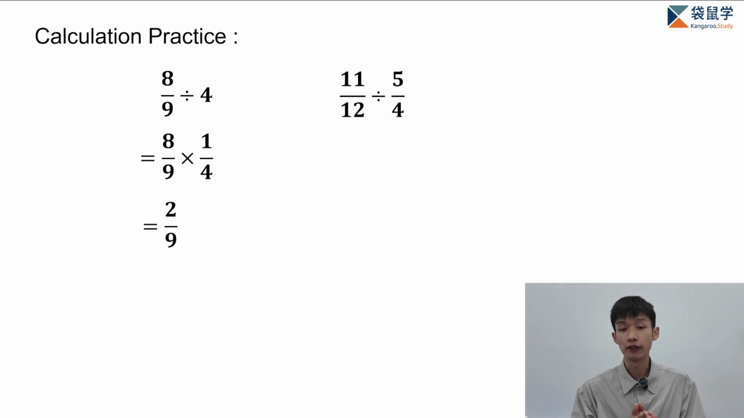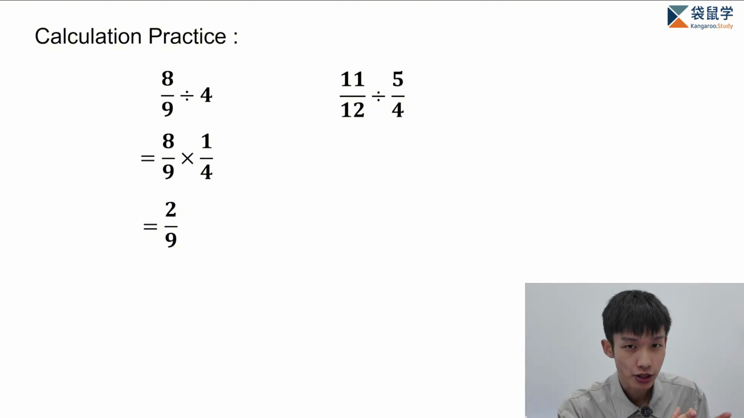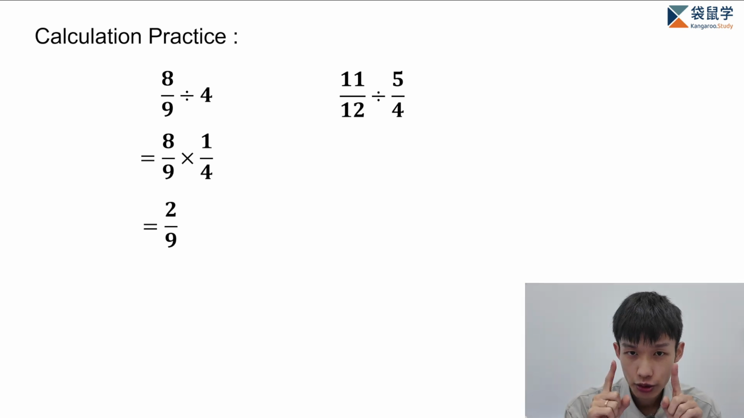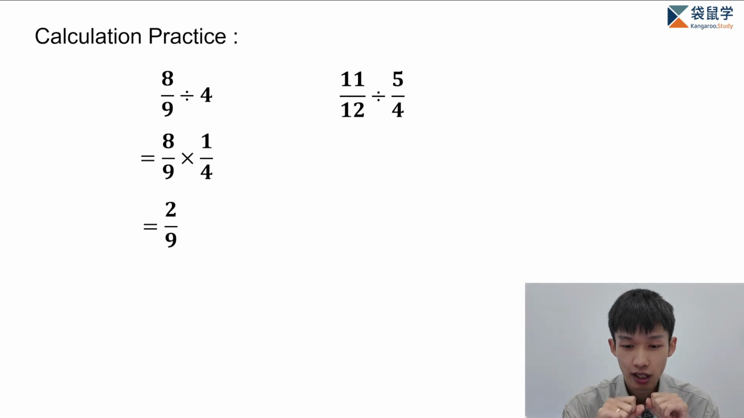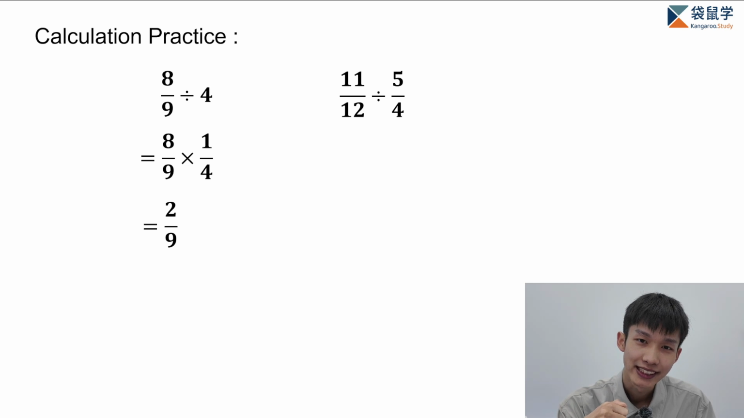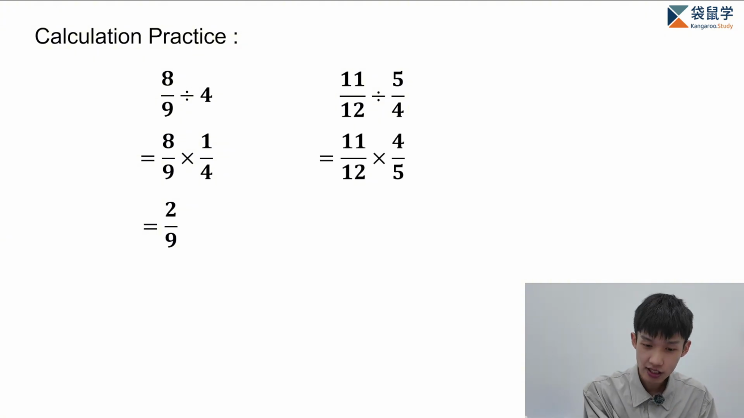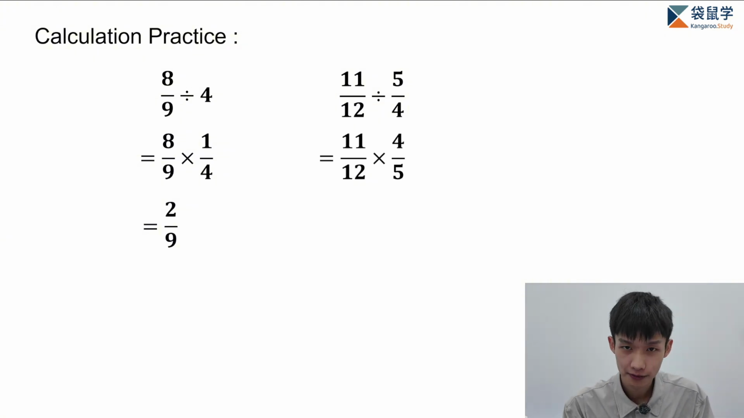Now, let's move on to the next one. Over here we have 11 over 12 divided by 5 over 4. So still the same thing. The left side, should we change or not? Not change. And the division should change to what? Division should change to multiplication. And how about the 5 over 4? How do you change 5 over 4? Yes, we flip it. We flip it to become 4 over 5. So let's copy it out. So on change, left side times 4 over 5.